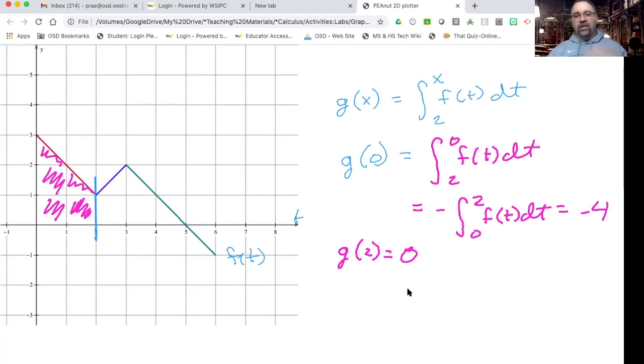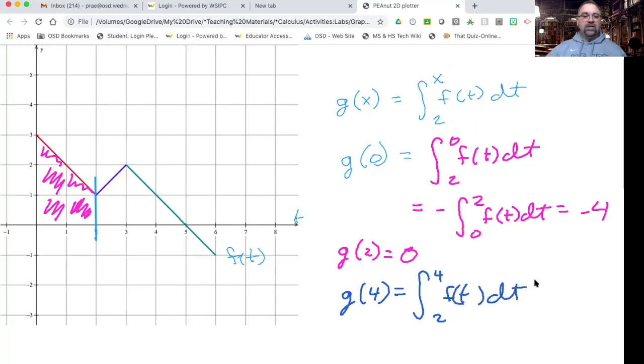So now we're starting to see how we can use the area model plus this kind of cool implication of the second fundamental theorem, this function defined as an integral. And we can start figuring out some values of our function. What if we said, hey, how about what's g of 4? Well, that's the integral from 2 to 4 of f of t dt.